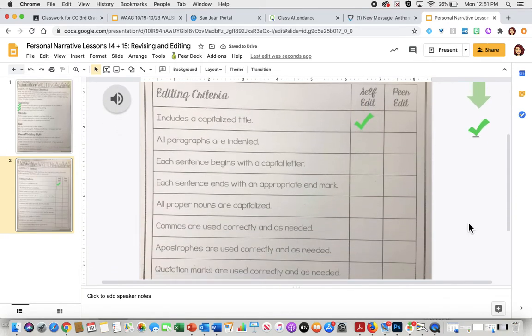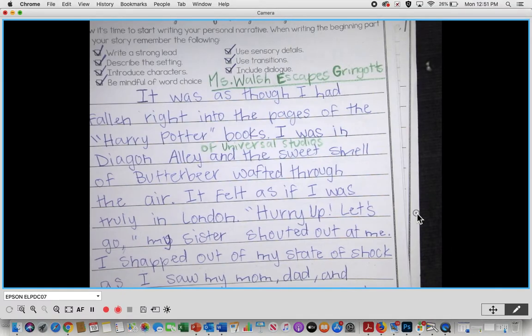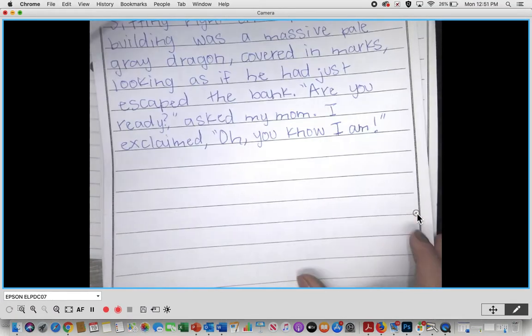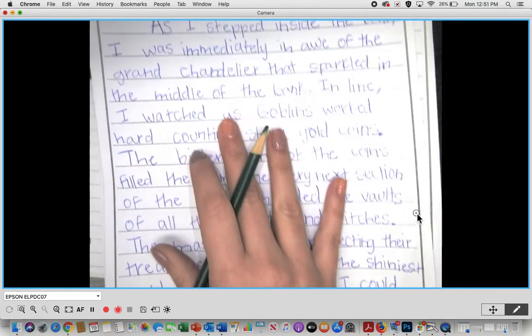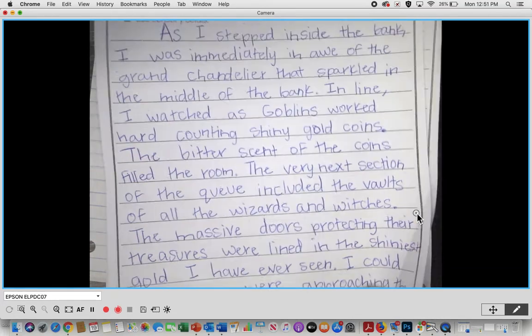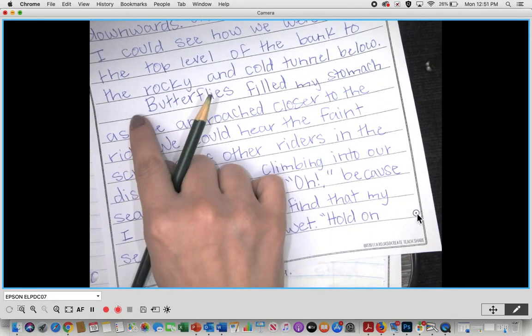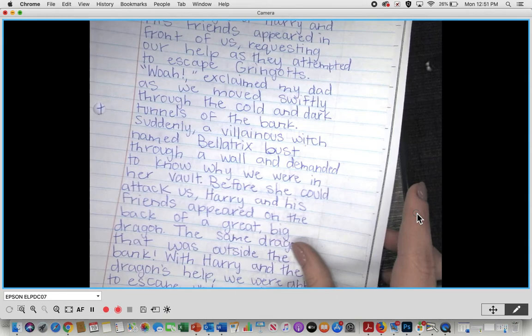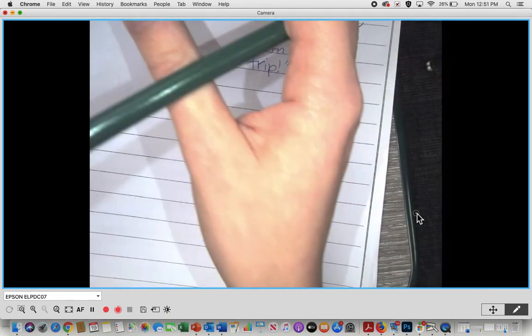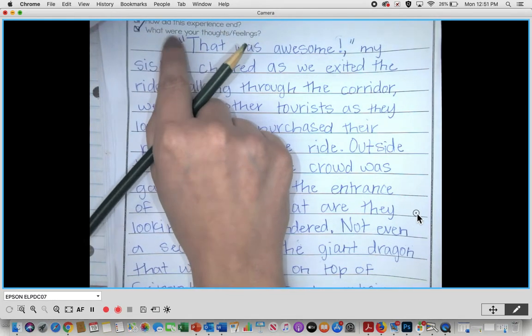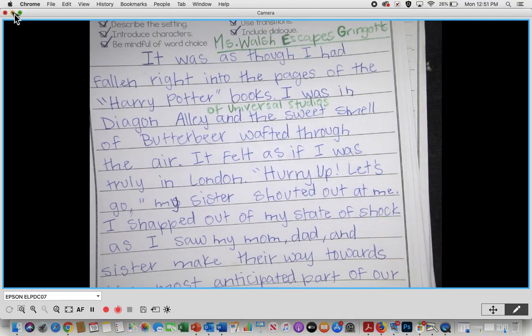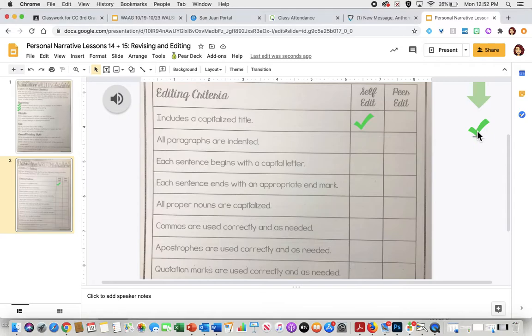Then it asks me, all paragraphs are indented. Well, I know they are because each time I start a new paragraph, I made sure that I added that indentation, as I talked about with you guys, making sure I have space between. That way my reader knows that I started a new paragraph and that there is a change in time. So I can go ahead and check that one off as well.